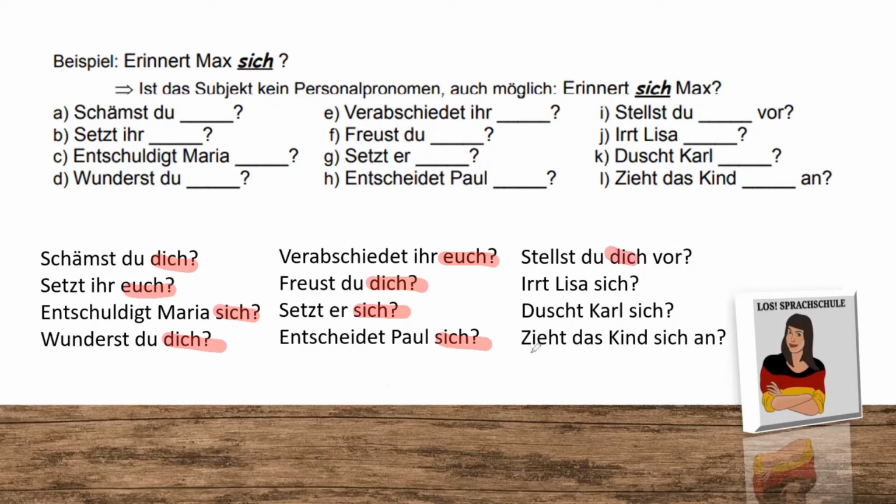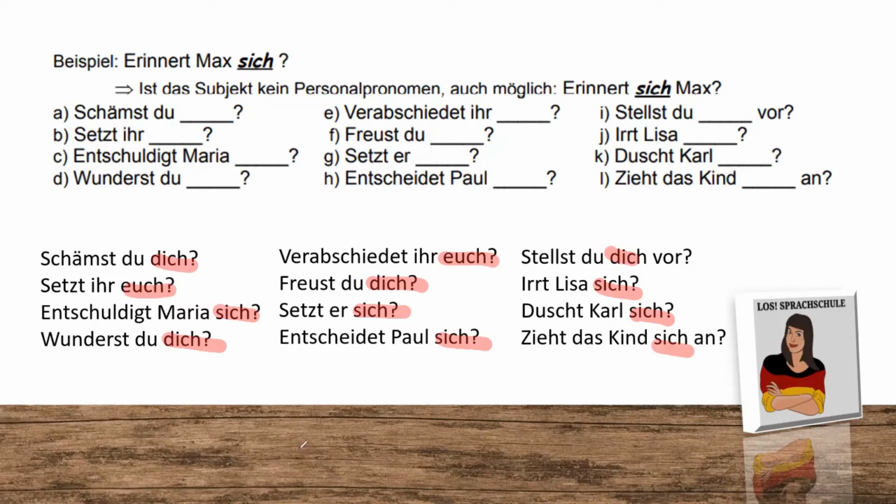Stellst du dich vor? Are you introducing yourself? Irrt Lisa sich? Is Lisa mistaken? Duscht Karl sich? Is Karl taking a shower or showering himself? Zieht das Kind sich an? Is the child getting dressed or dressing himself?